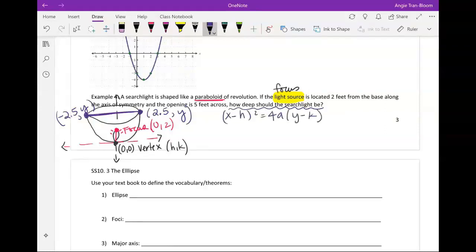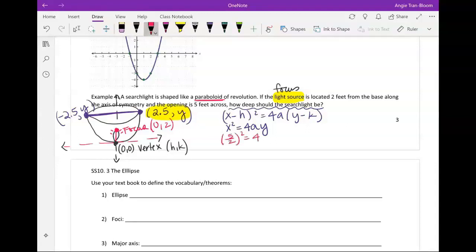Well, h and k are both 0 because the vertex is at 0, so x squared equals 4a times y, since k is also 0. If I can find y, then that would be my answer. Well, I do know x. According to this, x is 2.5 when y is unknown. I can definitely plug that in. So 2.5 is really 5 over 2 quantity squared equals 4.